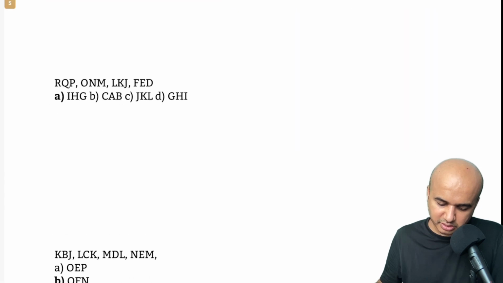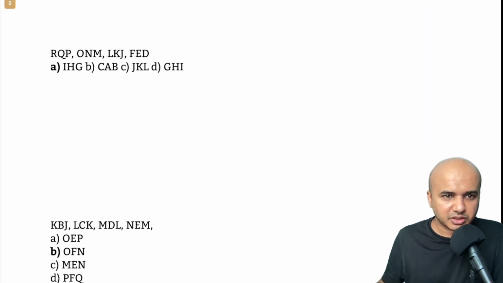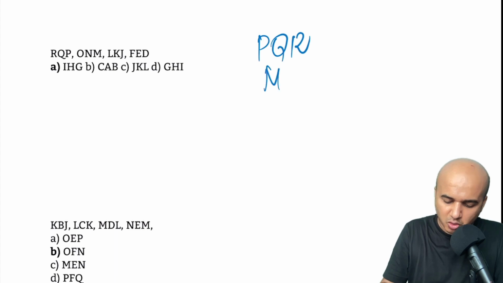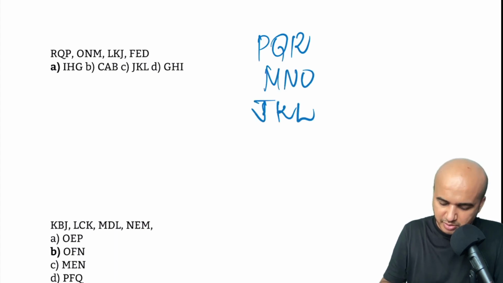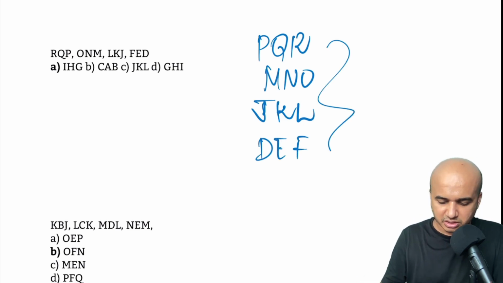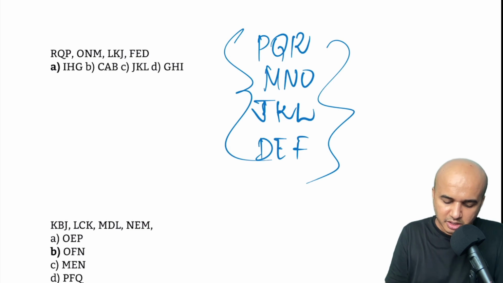That is the one. Next, we have a series of alphabets in different orders. In fact, the reverse order. RQP is nothing but PQR. ONM is nothing but MNO. LKJ is nothing but JKL. FED is nothing but DEF. Now, out of the options, which ones sound like this? CAB, BAC doesn't work. JKL, LKJ doesn't work. GHI, IHJ doesn't work.